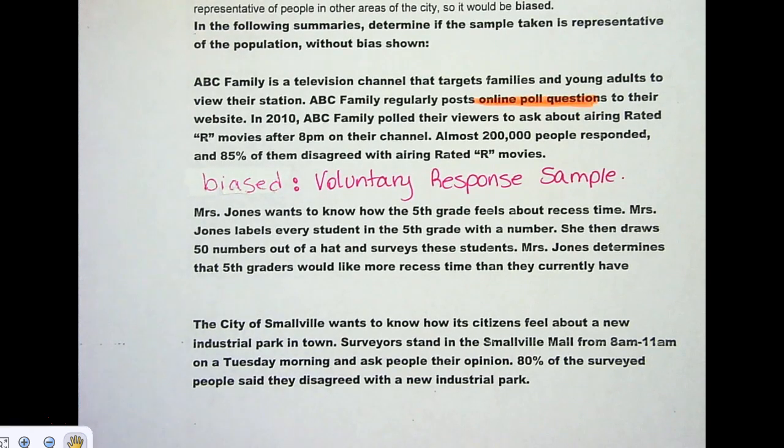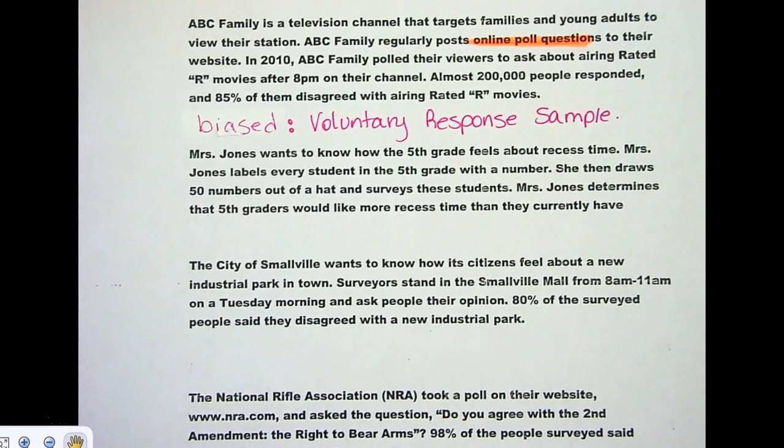Next one. Mrs. Jones wants to know how the 5th grade feels about recess time. Mrs. Jones probably should have already known, but Mrs. Jones labels every student in the 5th grade with a number. She then draws 50 numbers out of a hat and surveys these students. Mrs. Jones determines that the 5th graders would like more recess time than they currently have. Shocker. All right, what do you think? Biased or unbiased, and why?